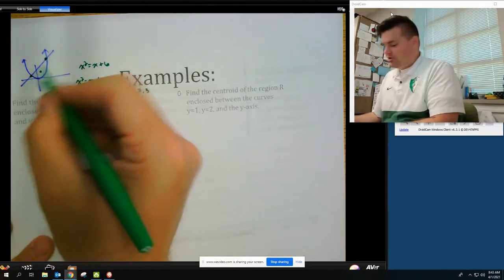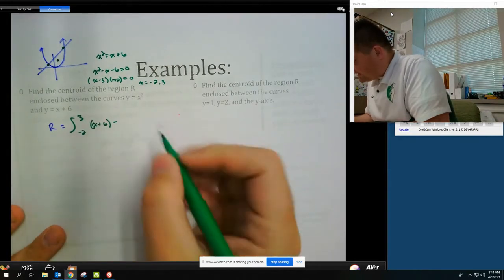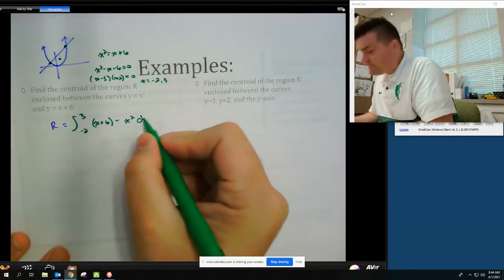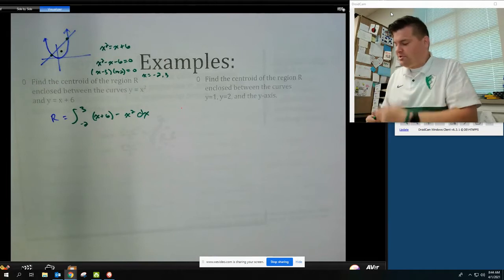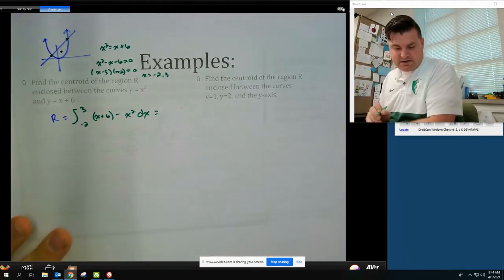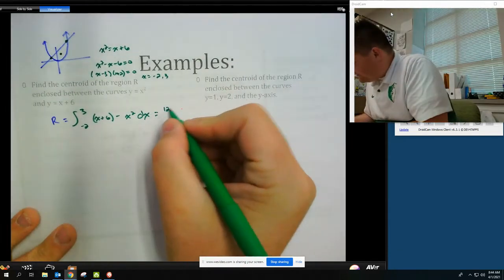My top function is that linear function, so it's going to be x plus 6 minus x squared dx. Again, I'm putting the calculator in your hand. Just type it in. You can do this by hand if you really want to, but you're going to get the r here to be, oh, that's a fun number, 125 over 6.